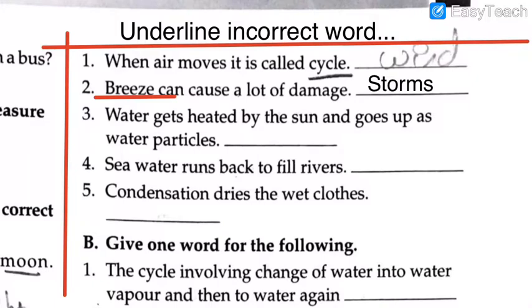Did you get the incorrect word? Water gets heated by the sun and goes up as water particles. So this is true that the water gets heated because of the sunlight, and this is also true that it goes up then. But as what? In the form of what? Water particles? No, in the form of water vapor. So you have to just remove the word particles and write the answer here, vapor.